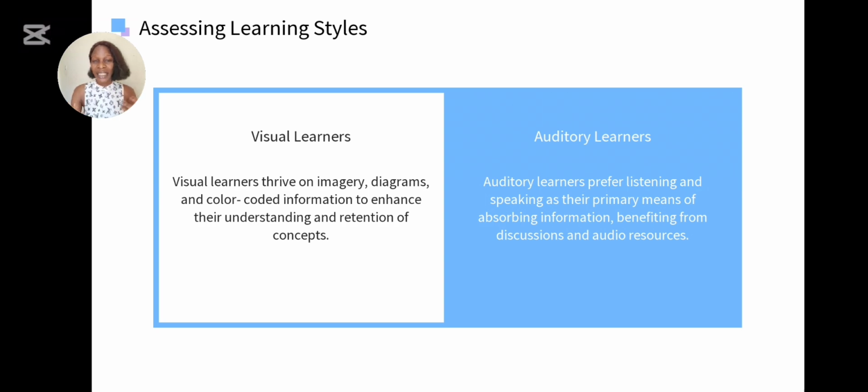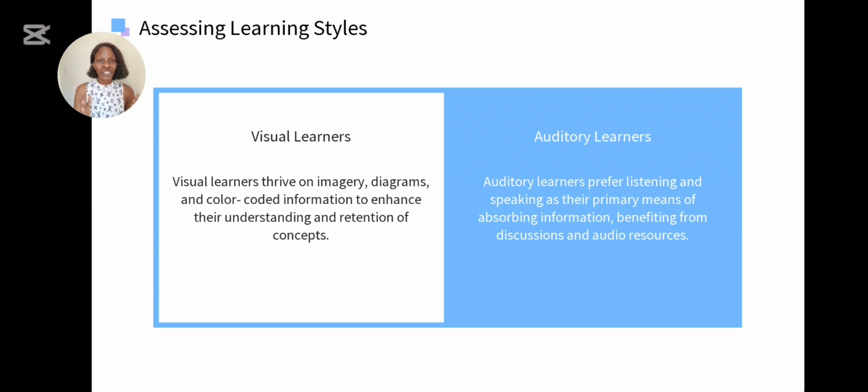Once you know your student, these lessons are normally one-on-one or maybe group lessons. So you're going to learn the group that you're dealing with, or the individual that you're dealing with, and focus on the visual, that is if you have a visual learner. If you have an auditory learner, on the other hand, you're going to focus on listening and speaking, because this is their primary means of absorbing information.